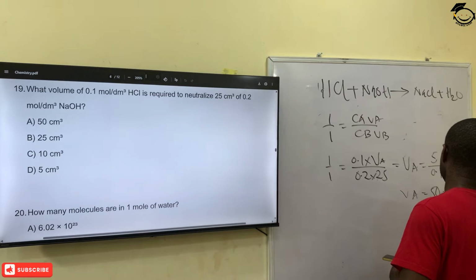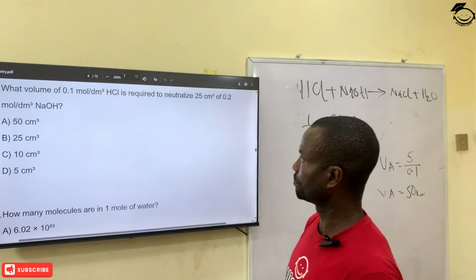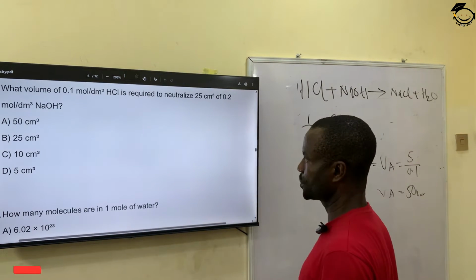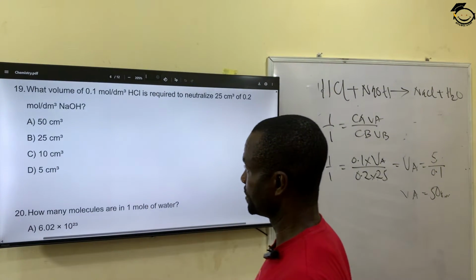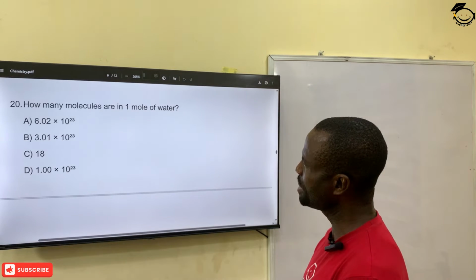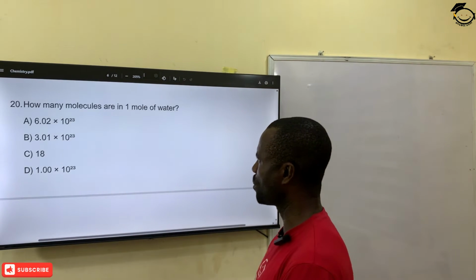50 dm³. All right. So the correct answer is A, 50 cm³. All right. Question 20 says, how many molecules are in 1 mole of water?